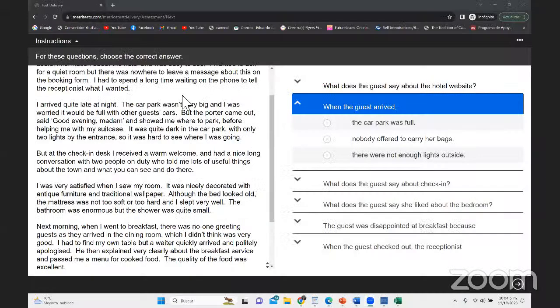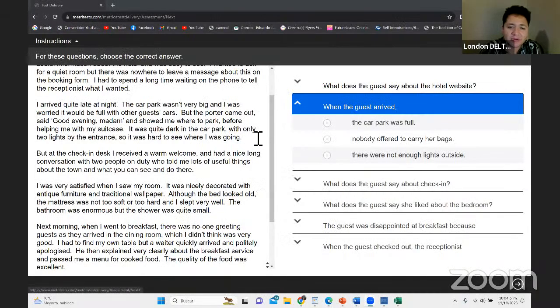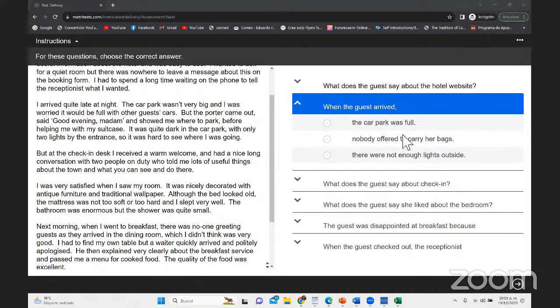And so we follow this order, very probably the next question is according to the second paragraph, right? Well, it says, when the guest arrived, so the keyword is arrived. Very well. Arrived. You can check the options too. The car was full. Keyword. Nobody offered to carry her bags.